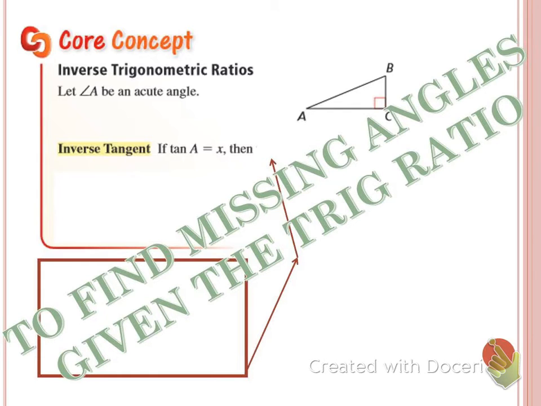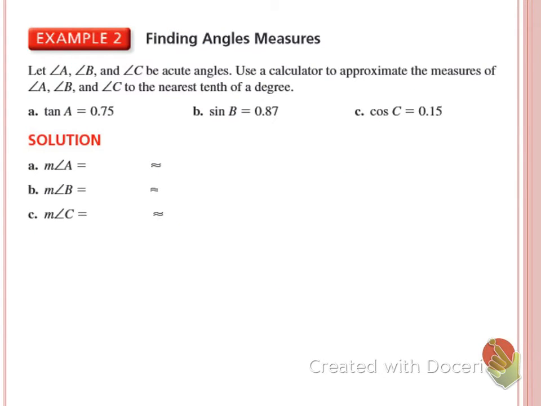This across the screen just says to find missing angles given the trig ratio, you would use the inverse. Because you have a missing angle, you're going to use the inverse button. So we're going to look at what that looks like. It only works for angles, and the directions on your quizzes and tests and even homework will make it very obvious. It literally says let angle A, angle B, angle C be acute angles. So we're finding angles. Use a calculator to approximate the measures of angle A, angle B, angle C. Anytime you are finding angles, you are going to use the inverse button.